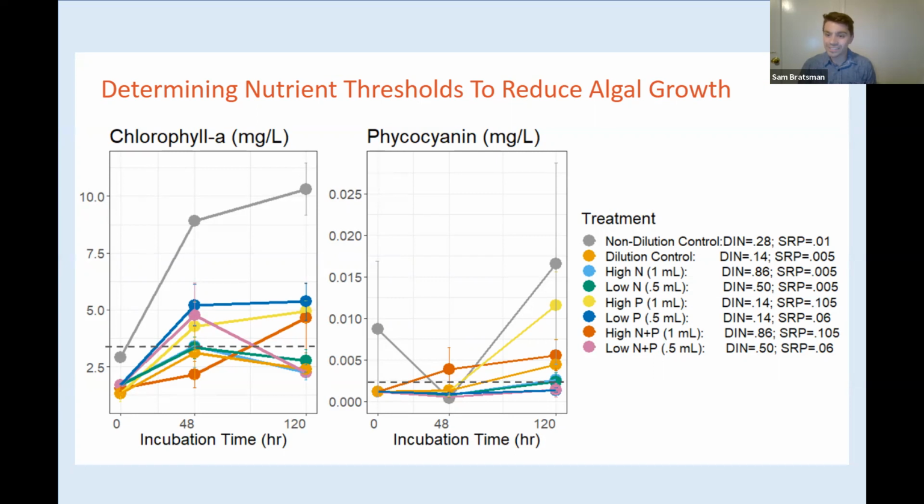So we looked at this distinction. We looked at the amount of phosphorus and nitrogen that was in each of these samples. Specifically, we're talking about soluble reactive phosphorus and dissolved inorganic nitrogen. Those just mean the bioavailable forms of these nutrients, and this is what we'll keep referring to them as in the future.